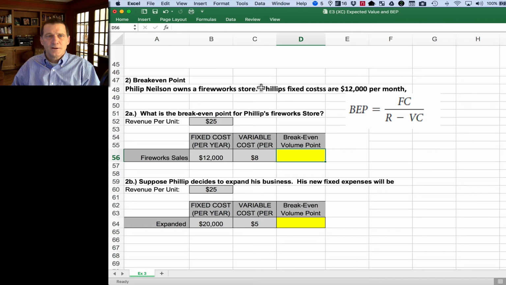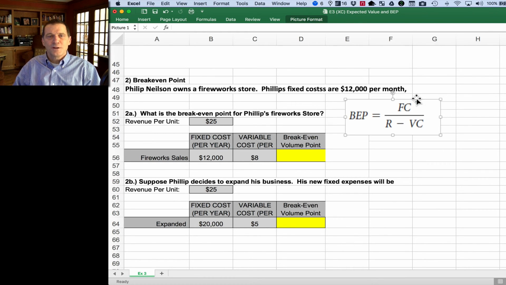So in the example here, Philip owns a fireworks store. His costs are $12,000 per month, fixed cost. And you see in the formula here, fixed cost, FC, right? Philip is thinking about expanding. He's going to buy another store across town or in the next state. He's going to buy some more real estate. His fixed cost is going to go up. And he wants to compare his current situation to the expanded situation. He thinks that when he expands into another state, his volume is going to be high enough that he can negotiate a lower variable cost per unit. So he wants to run the numbers and see where his break-even point is in the two scenarios.